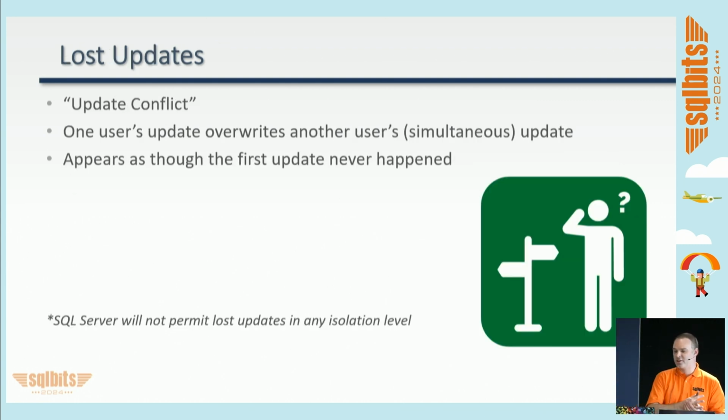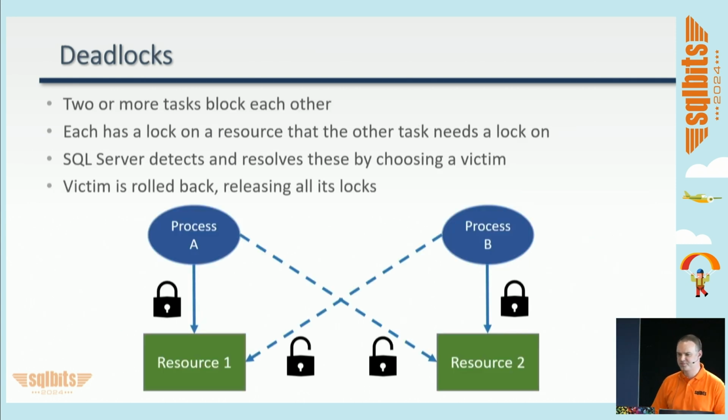There are, like I said, lost updates or an update conflict. This is where you have one user's update that overwrites another user's simultaneous update, and it has to be simultaneous, right? If I do an update and then milliseconds later someone else does another update, that's not simultaneous. That's just a high transaction load application at that point. But if you have two simultaneous updates, it could possibly, if there's an update conflict, end up being that the first update never occurred or appears that way. And it's important to point out that the SQL engine will not permit this in any isolation level, so it's not really an issue. I just wanted to bring it up here for completeness.